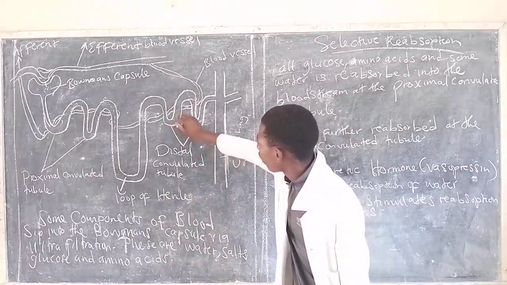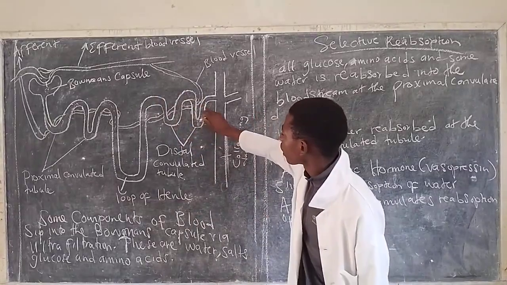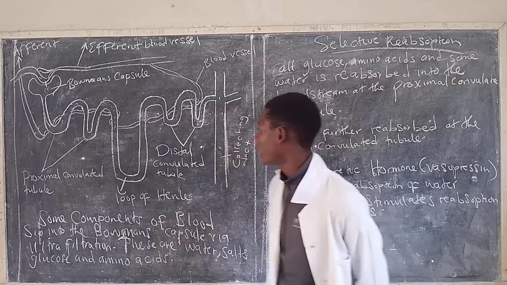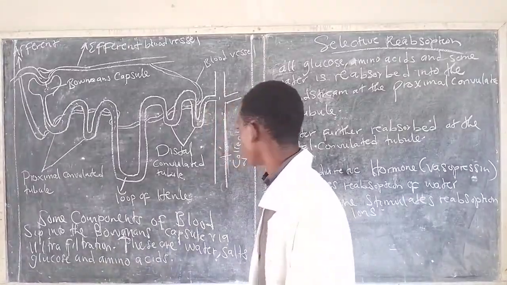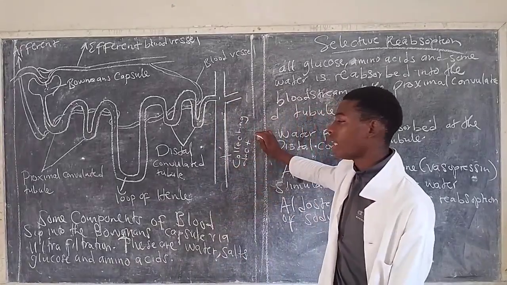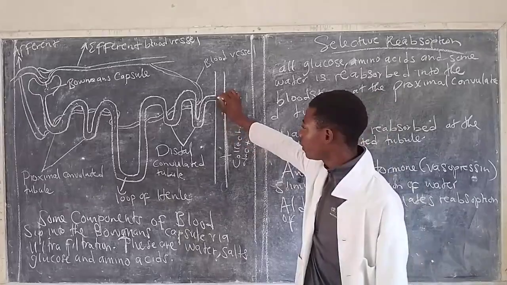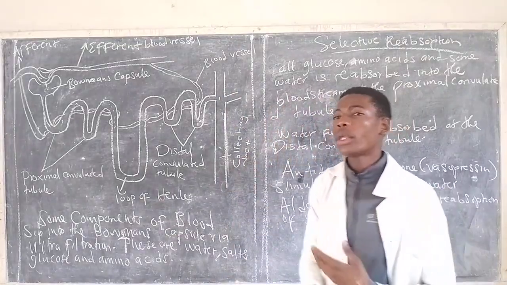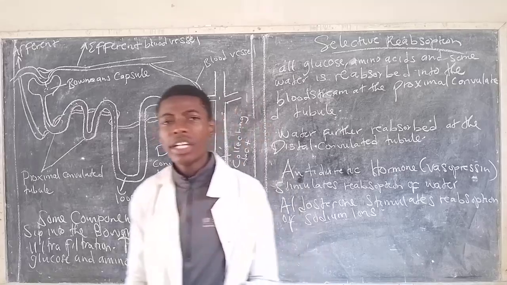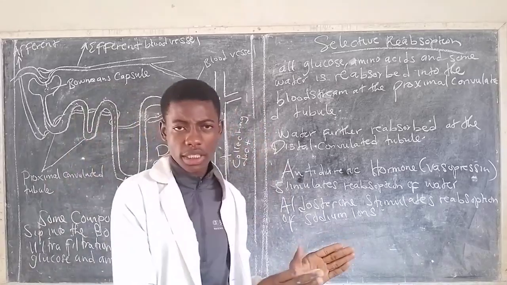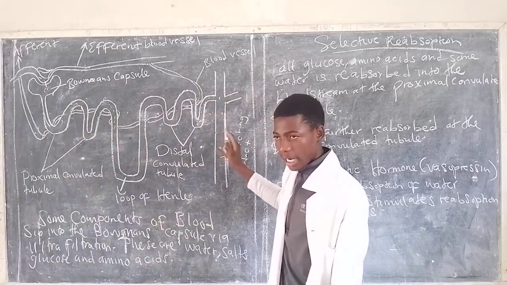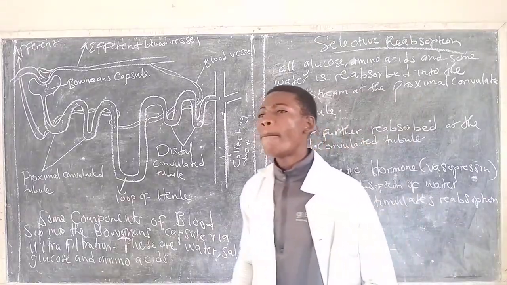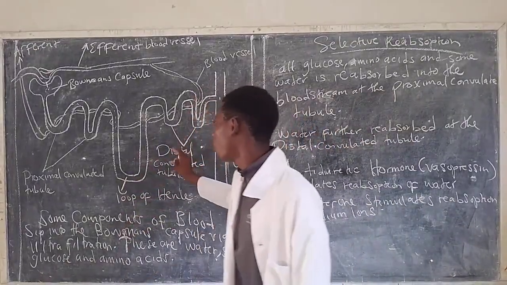When this all happens, the remaining material is now passed through the collecting duct, which leads to the urinary bladder. The materials that enter the collecting duct are what we call urea mostly. Urea, some water, and some salts enter the collecting duct. So now this is the basic principle of how the nephron operates.